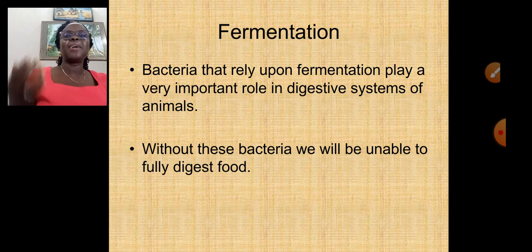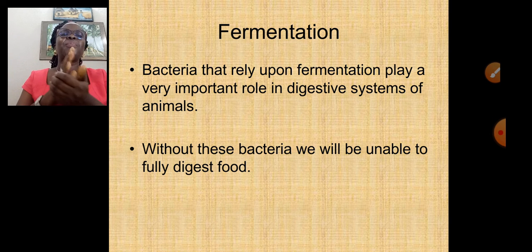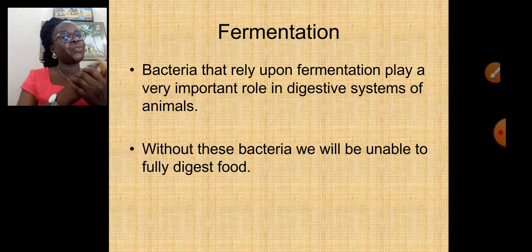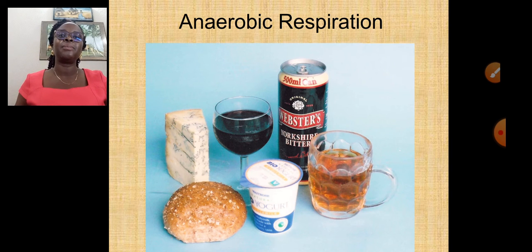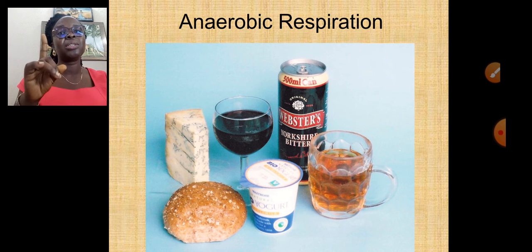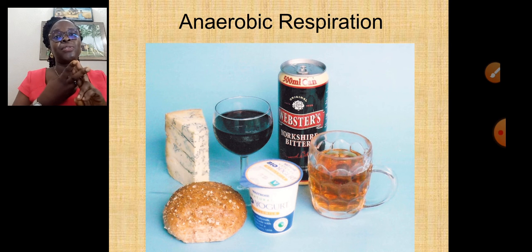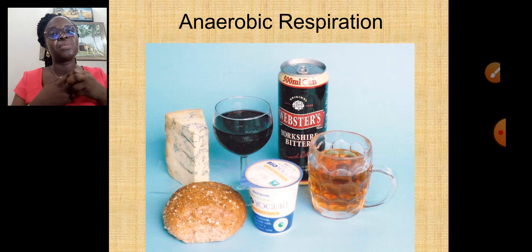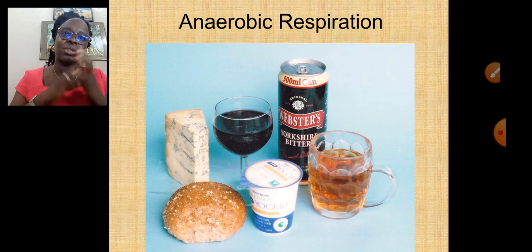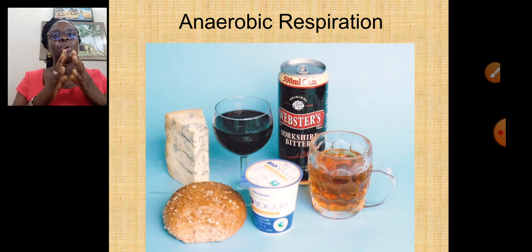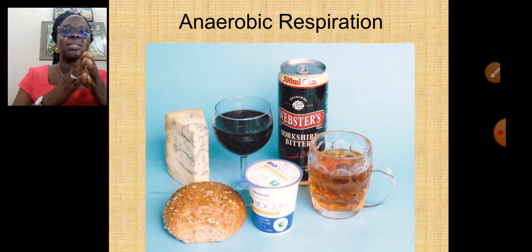So bacteria that rely upon fermentation play a very important role in the digestive system of some animals. Without these bacteria, we will be unable to fully digest our food. So in a nutshell, we talked about cellular respiration, the breaking down of glucose molecule to release energy. We have two types: aerobic respiration and anaerobic respiration. In aerobic respiration, glucose is broken down in the presence of oxygen, while in anaerobic respiration, glucose is broken down in the absence of oxygen.